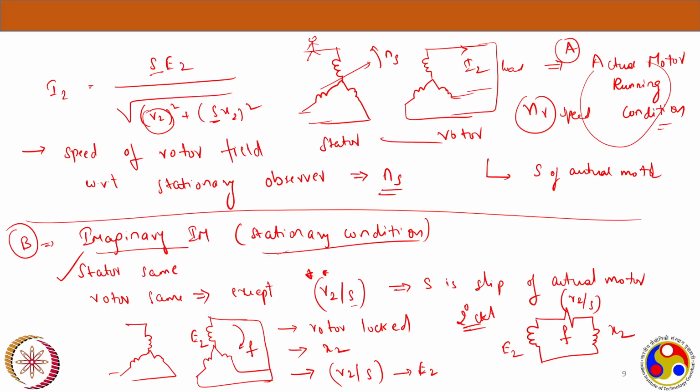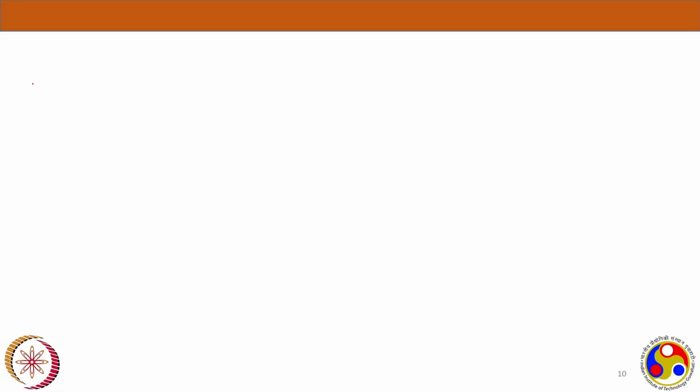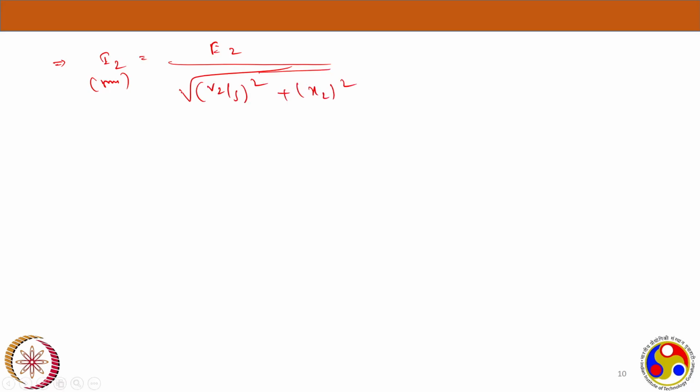Now, if you calculate the current in this condition, what will be the current? I2 is equal to the RMS value, so the voltage is E2 divided by root of my resistance R2 by S square plus my reactance X2 square. See, both currents are the same, and I2 here is flowing at a frequency of F, because slip in this condition is 1 and FR is equal to F, so the I2 condition will be the same.